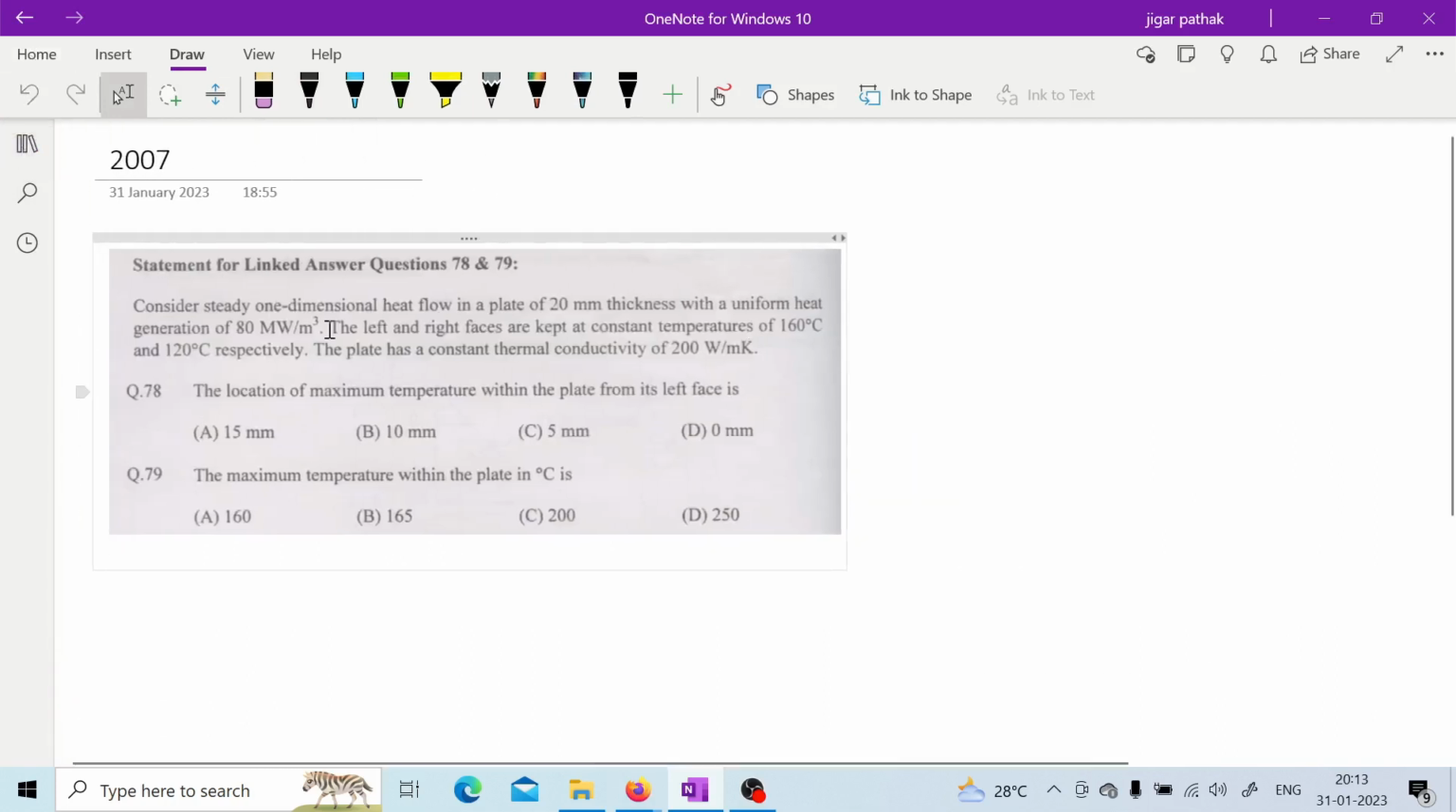Here, consider steady one-dimensional heat flow in a plate of 20 mm thickness with a uniform heat generation of 80 megawatt per meter cube. The left and the right faces are kept at constant temperatures of 160 degrees centigrade and 120 degrees centigrade respectively. The plate has a constant thermal conductivity of 200 watt per meter Kelvin. Right? So, can you try this one?